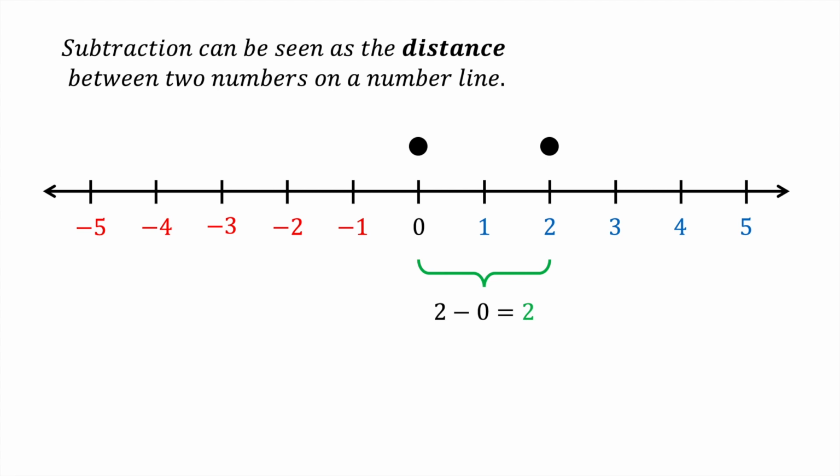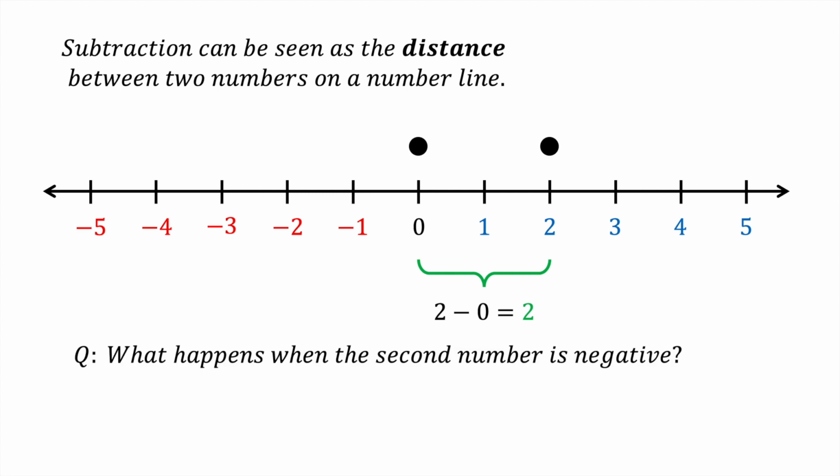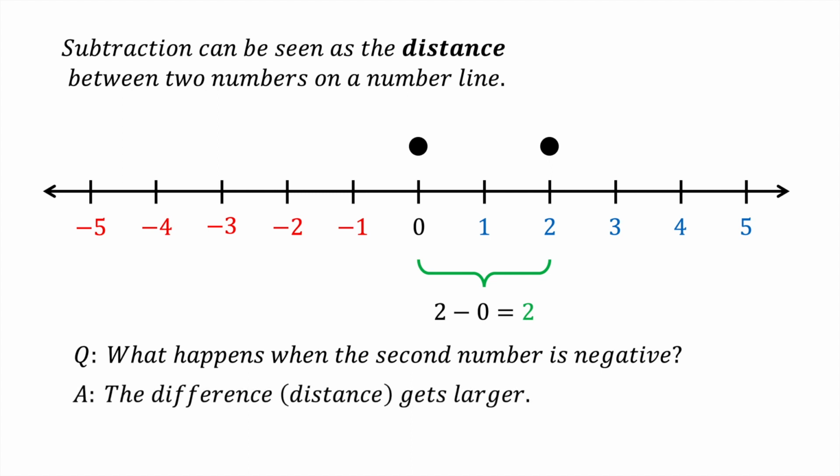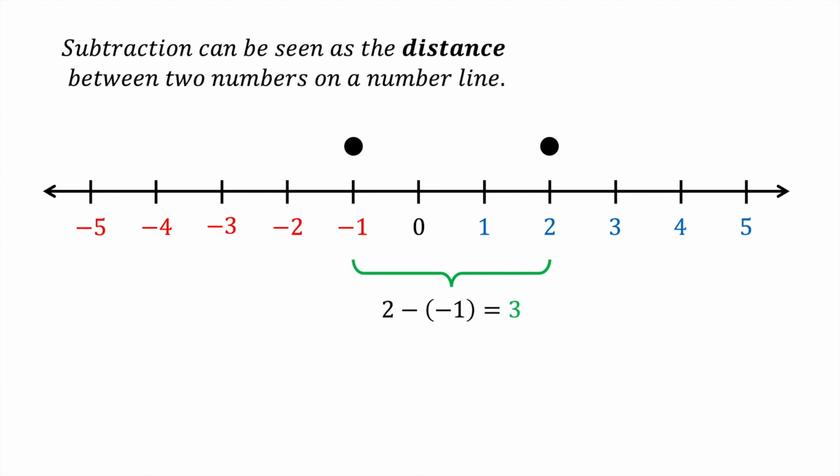So far, both numbers have either been positive or 0. But what happens when the second number itself is negative? It is this situation that involves the subtraction of a negative number. Think about it for a moment. The answer should be self-evident. The difference or distance between the two numbers gets larger. So 2 minus negative 1 equals 3. But 2 plus 1 also equals 3.